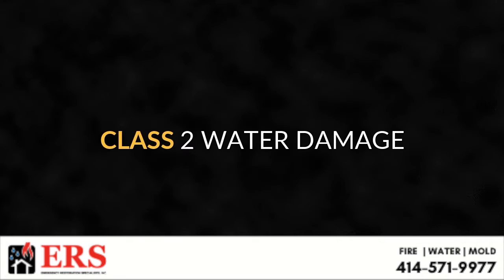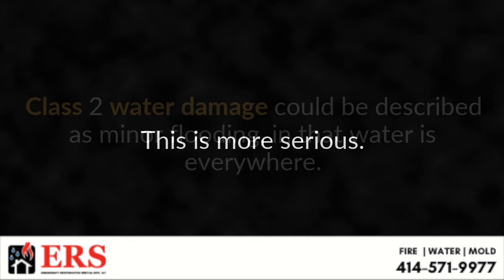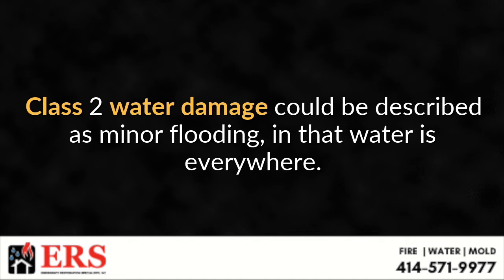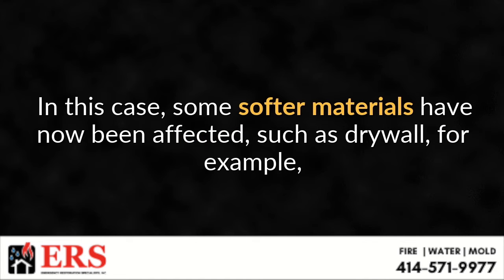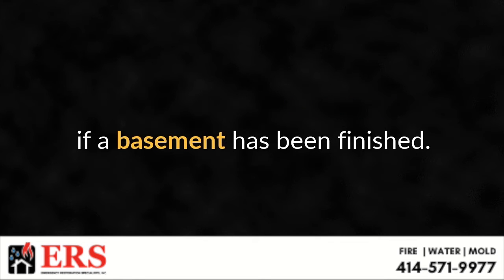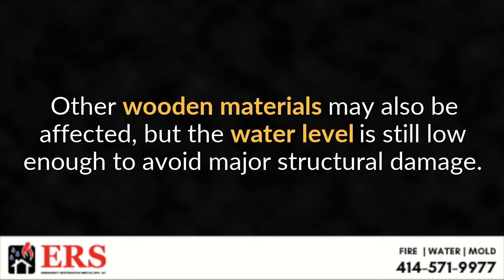Class 2 water damage. This is more serious. Class 2 water damage could be described as minor flooding, in that water is everywhere. However, the height is still below 2 feet. In this case, some softer materials have now been affected, such as drywall, for example. If a basement has been finished, other wooden materials may also be affected, but the water level is still low enough to avoid major structural damage.